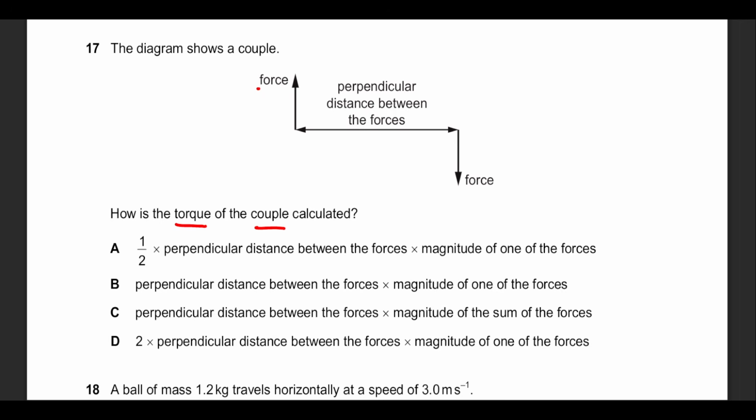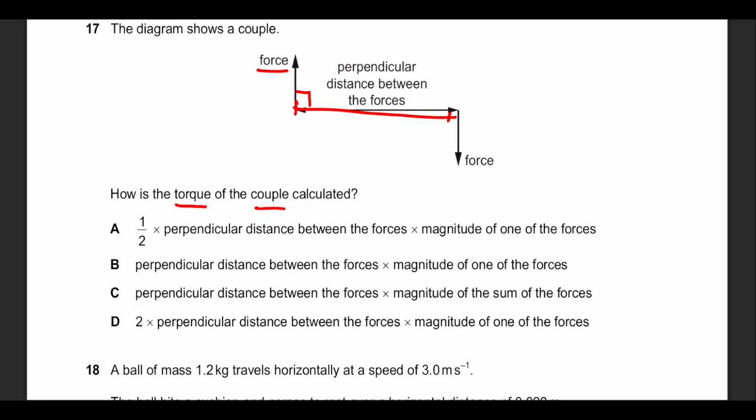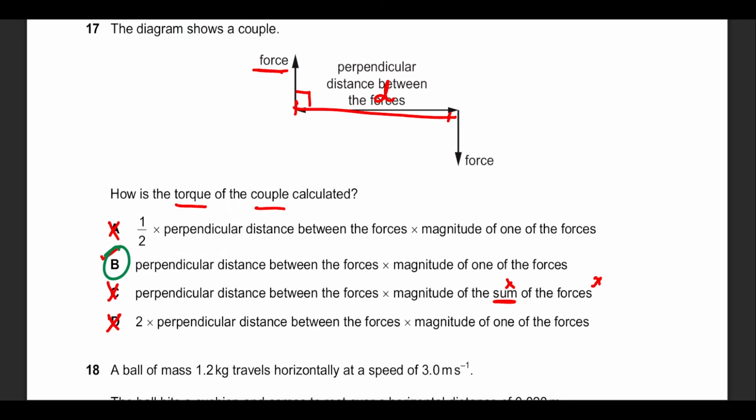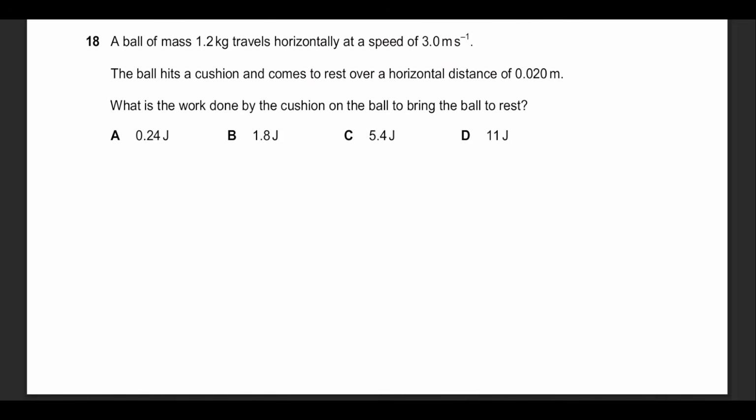Torque of a couple is any one force multiplied by the distance between the forces, but the condition is that the distance and the force should be at 90 degrees to each other. Half into the perpendicular between the force and line? No, this is not the correct answer. It is F into D, the total D between my two forces. Yes, this seems to be the right answer. Between the sum of the forces? No, it's never the sum of the forces, this is wrong. And 2 into? No, it's just one distance, one force. Should be B.